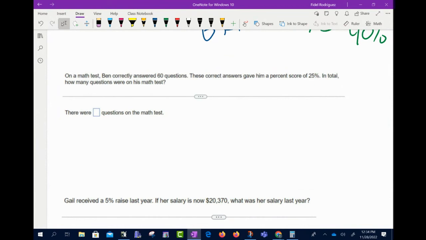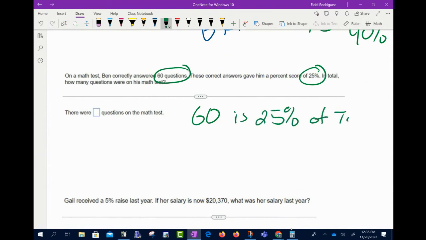All right. Now, the next problem here, y'all, says on a math test, Ben correctly answered 60 questions. These correct answers gave him a percent score of 25%. In total, how many questions were on his math test? Okay, so y'all, remember this 60 is how many he got right, and that's 25% of the total. So what that's telling me is that 60 is 25% of the total, or what number?